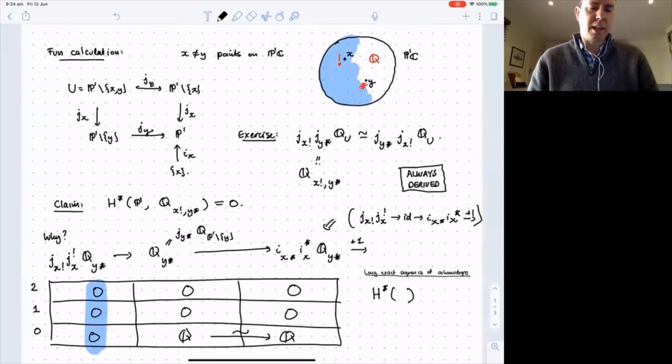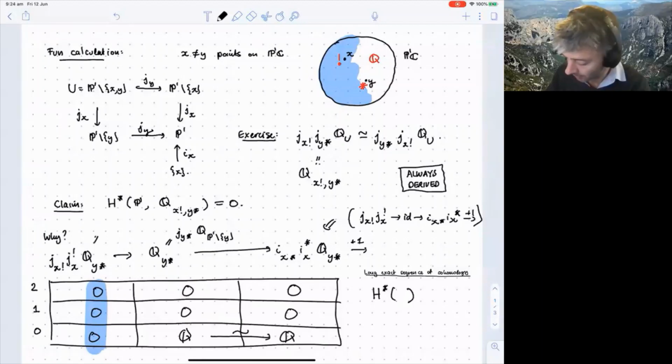Maybe just to point out, in your first proof, the one with the long exact sequence, what you actually showed vanished was the cohomology of something slightly different. The j_X lower shriek, j_X upper shriek, Q, you have to do some base change to show that this implies what you wanted. Yes, I mean, this is Q, X shriek, Y star. By base change, maybe. Yeah.